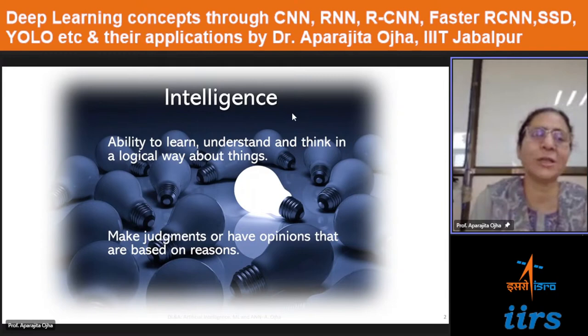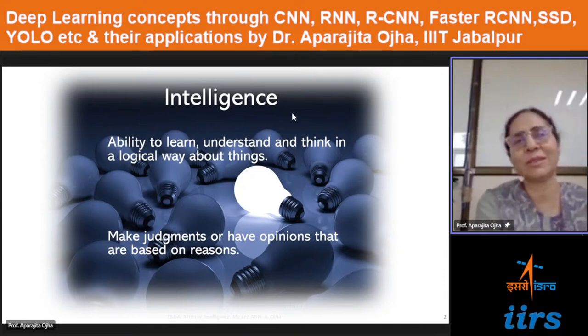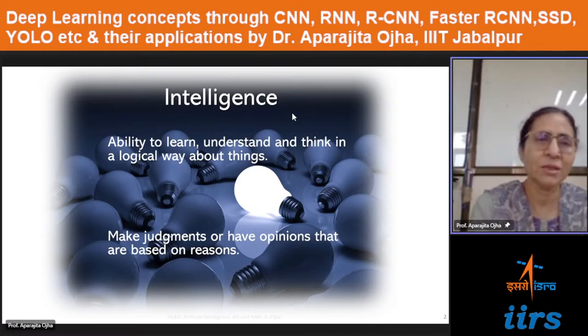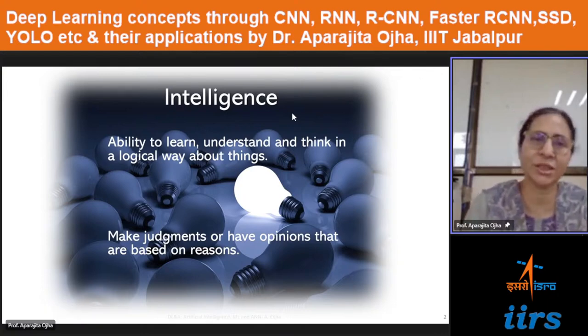Let's talk about intelligence before we go ahead with this, because deep learning has evolved as a wonderful representation learning mechanism which has boosted the performance of AI systems. So when we talk about AI systems, we should know what we mean by intelligence. Intelligence means the ability to learn, understand, and think in a logical way about things, which is the dictionary meaning. Or we can say that we make judgments or have opinions that are based on reasons. That is what intelligence is.